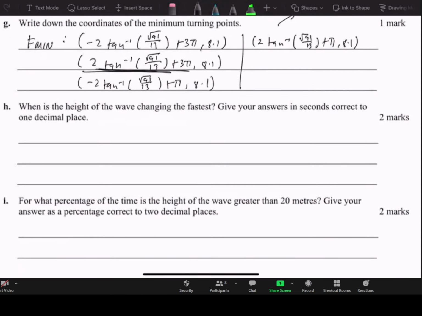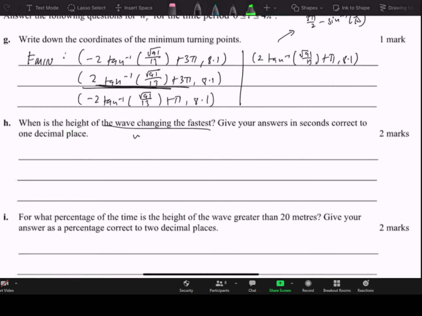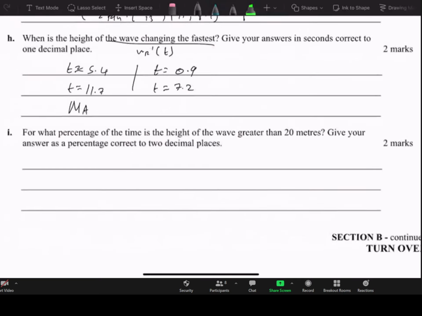So when is the height of the wave changing the fastest? Again, for this one, just graph the resultant derivative and find the minimum and maximum of that. And that should be when t is 5.4, 11.7. These are the maximums, so when it's changing the fastest in a positive way. And the other ones are negative, 0.9 and 7.2. That's when it's changing most in a negative way.